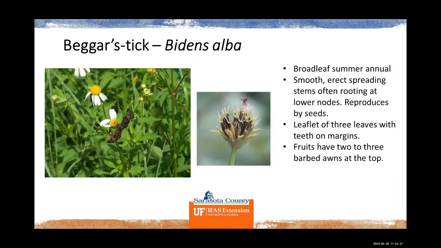Here's your beggar stick, your Bidens alba. Bidens alba is a very important pollinator plant, which is why we have that picture on the left. So although it can be a nuisance in areas that we're trying to keep well manicured as a landscape, it is an important pollinator plant. And so sometimes we do want to make sure that we don't eradicate every single weed. If there are areas that you can allow some weed types to go to flower, then it will be beneficial for pollinators.